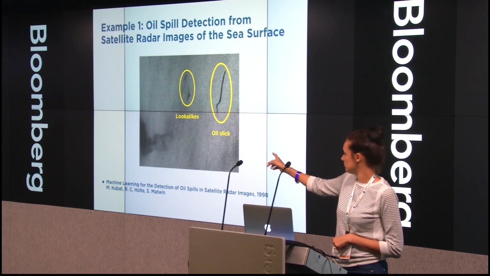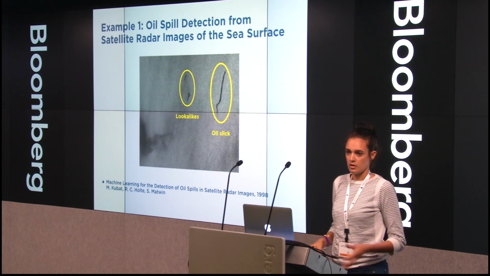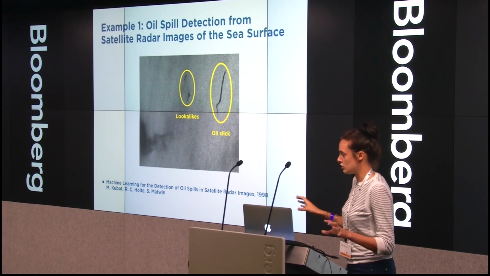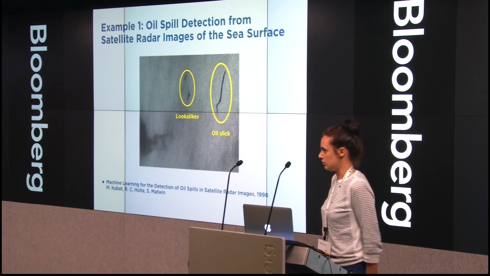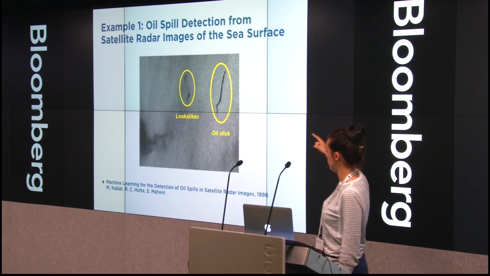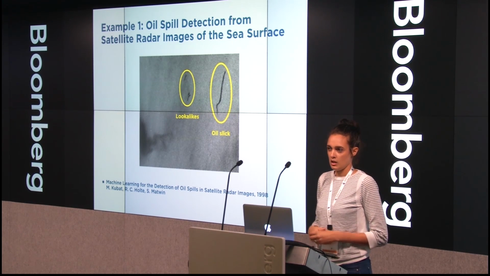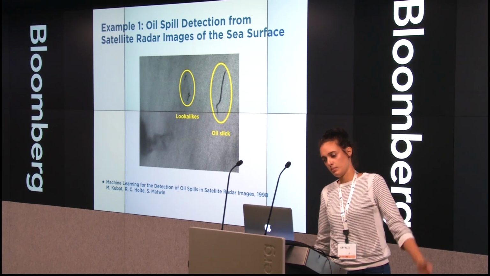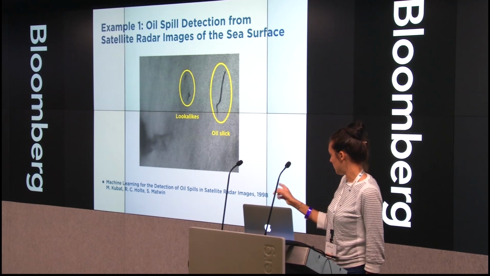You also get a load of lookalikes, and these derive from natural phenomena like algae, rain, wind shadows. And unfortunately, or fortunately, however you want to look at it, the lookalikes occur way more frequently than the oil slicks. And so you can end up with a hell of a lot of false positives when you're working with these data sets. That's a really cool paper, by the way.